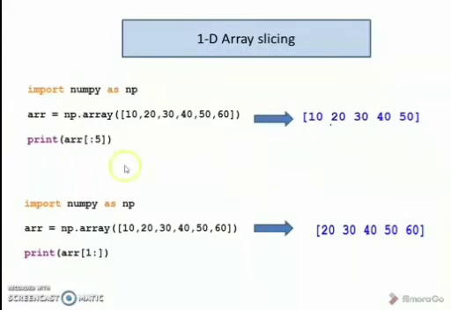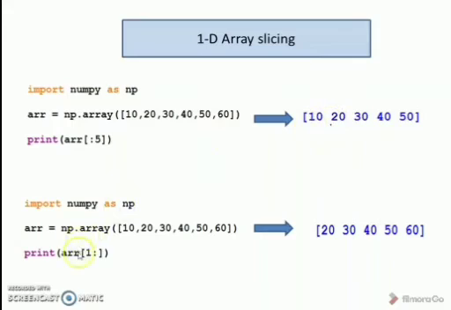When we don't pass the first number, it will be treated as 0. So it will get elements starting from 0 till 4. So the output will be 10, 20, 30, 40, 50. 10 is at index 0 and 50 is at index 4. So the output will be this.